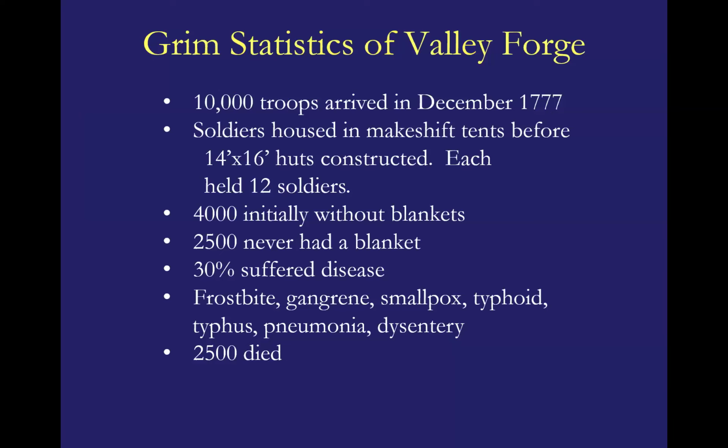So 10,000 troops arrive in Valley Forge in 1777. They make these makeshift tents before eventually constructing huts. Each of these huts held 12 soldiers. 4,000 of those 10,000 troops initially did not have blankets.